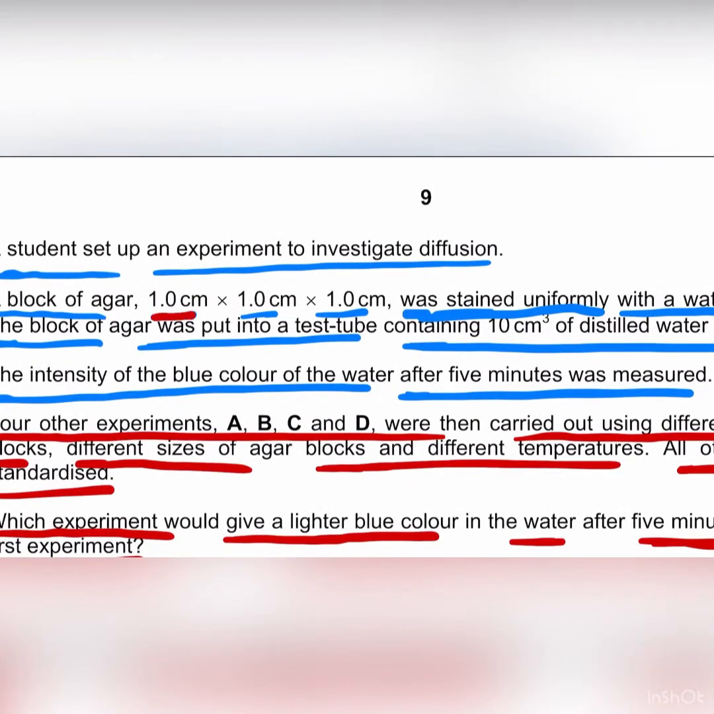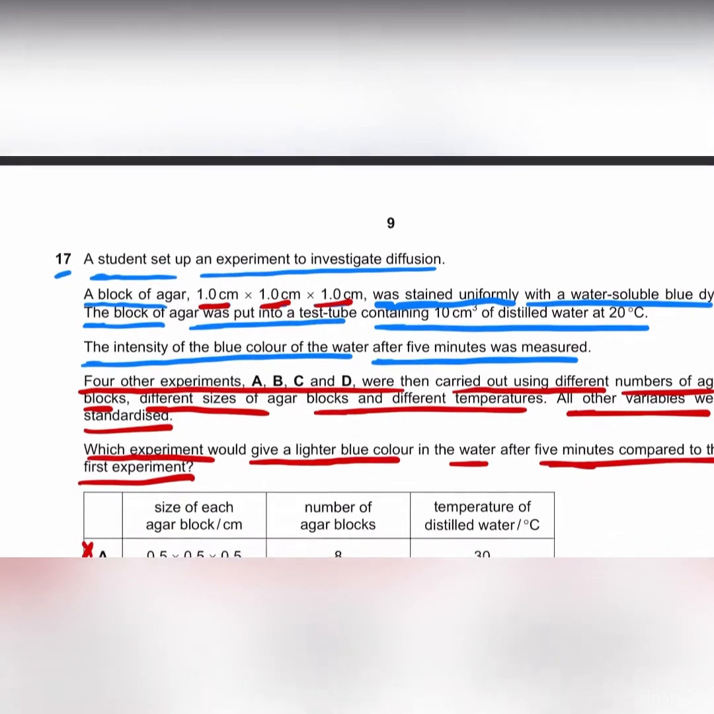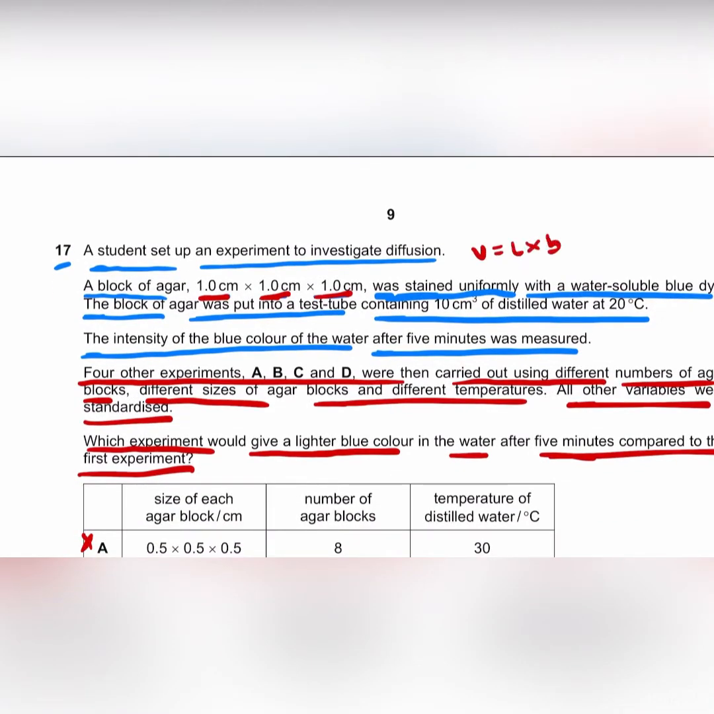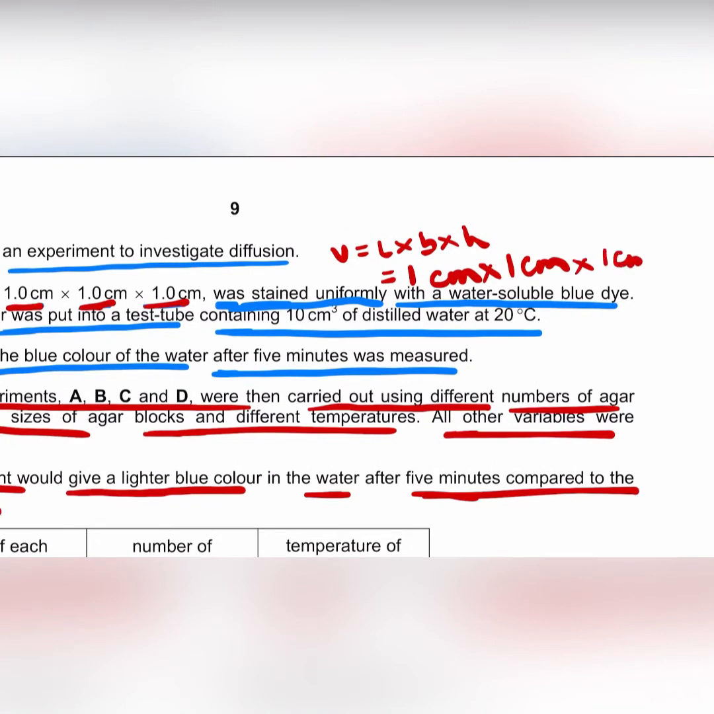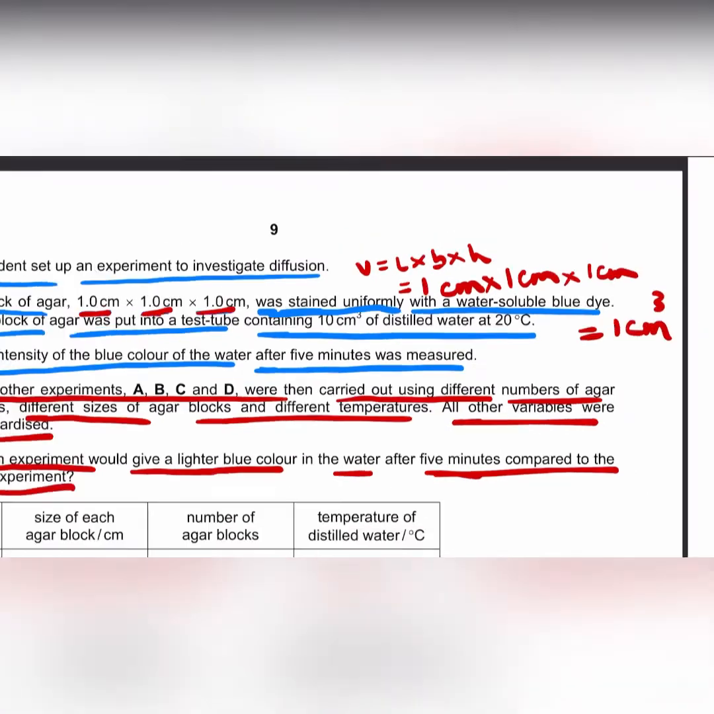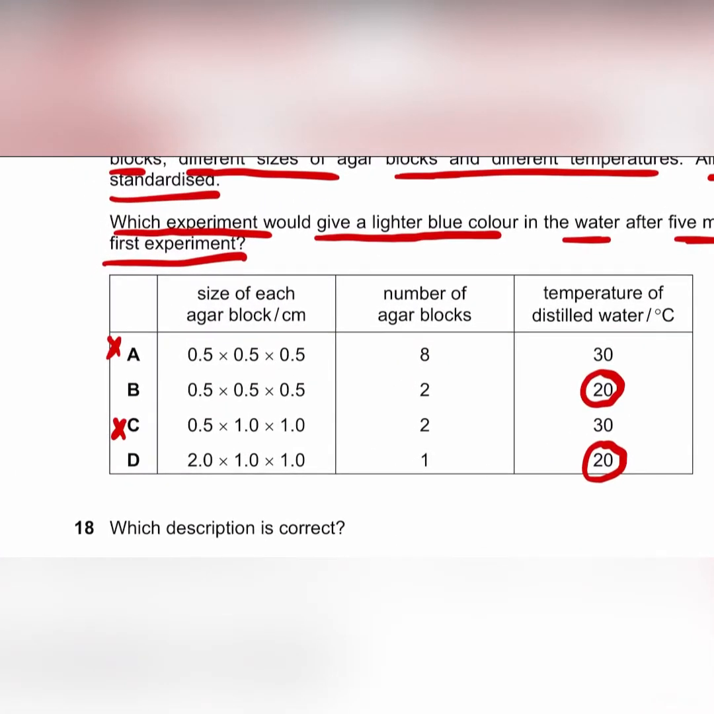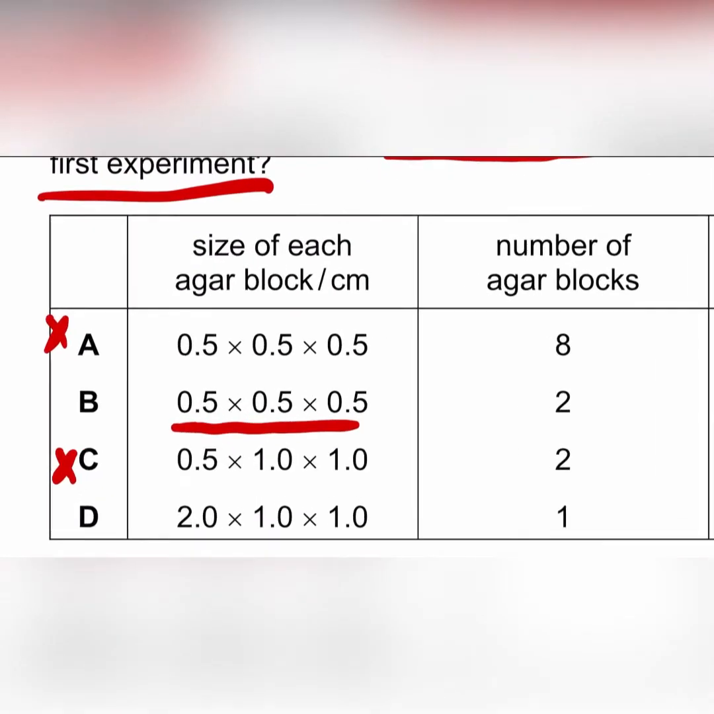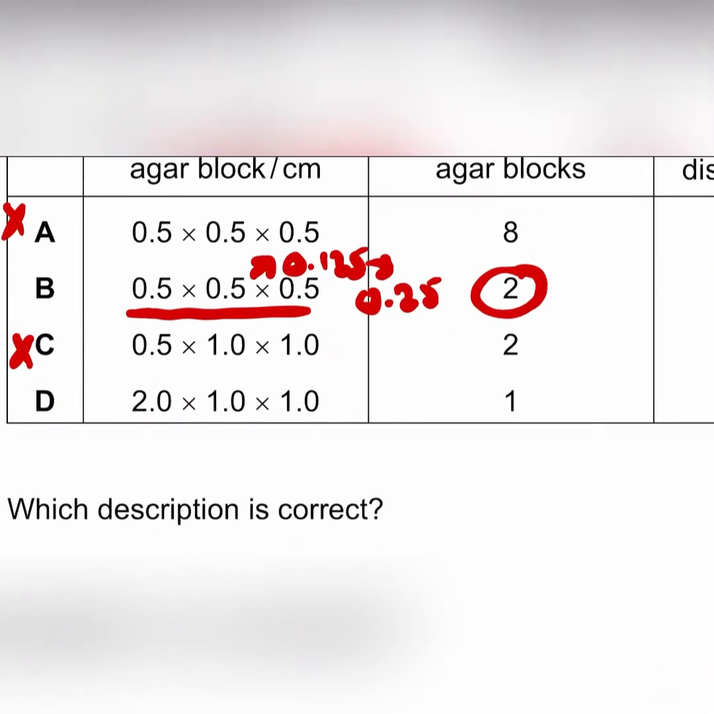Let's calculate the volume for the agar block that was used in the first experiment. Volume is equal to length into breadth into height. So what is the volume of the agar block that was used in the first experiment? The volume is 1 centimeter into 1 centimeter into 1 centimeter. So the answer is 1 cm cube, right? Okay, let's calculate the volume for these blocks. If we calculate the volume 0.5 into 0.5 into 0.5, the answer will be 0.125. And how many blocks do we have? We have 2 blocks, that means the total volume is 0.25. And over here, if we find the volume 2 into 1 into 1, the volume will be 2 centimeter cube.